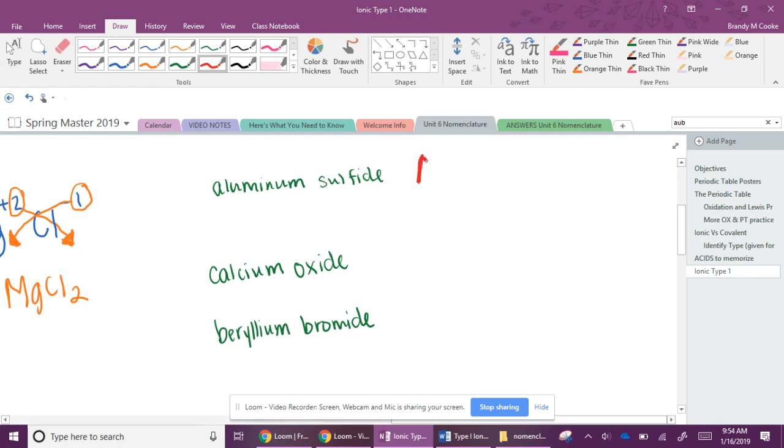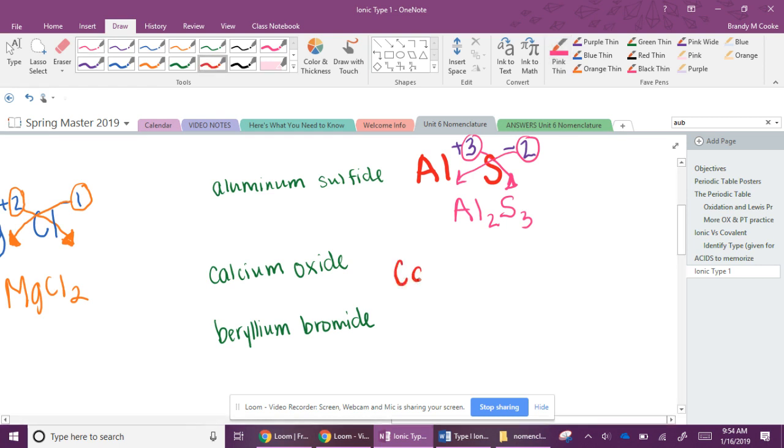The symbols are Al for aluminum, S for sulfur. The charge for aluminum is +3. The charge for sulfur is -2. And I'm getting this from the periodic table. Obviously, I have these memorized because I've been doing this for forever, but you could just look at the periodic table and get the charges. And then finally, we crisscross. The 3 goes with the S, the 2 goes with the aluminum, and my final answer is Al2S3. Good? Let's do the next one.